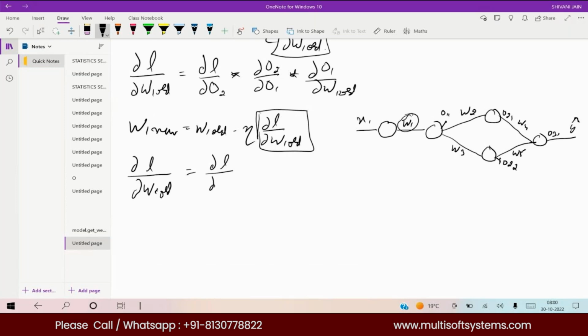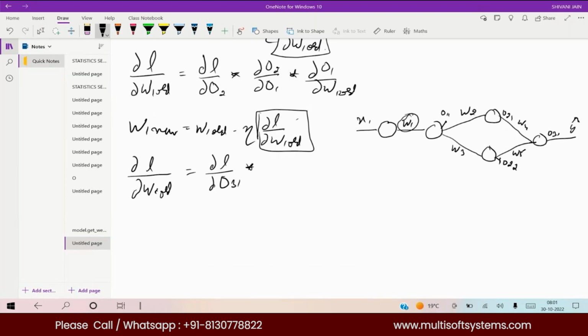My loss is calculated at the end, so my loss is directly dependent on O31. For any of the weights, you have to start from O31 itself. Yes, for any of the weights, we will be starting from the last, because try to understand what we are calculating.